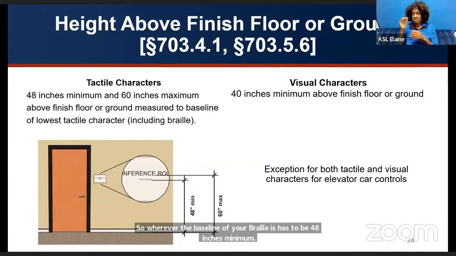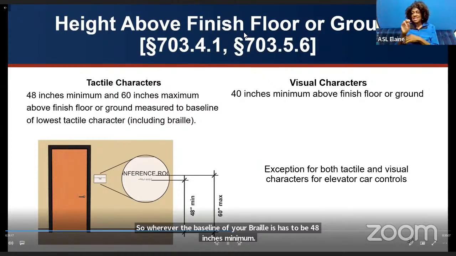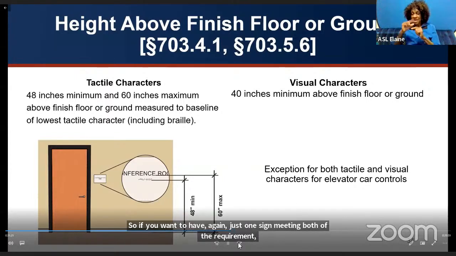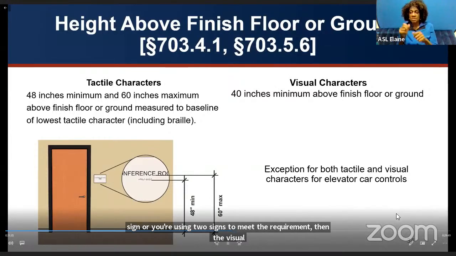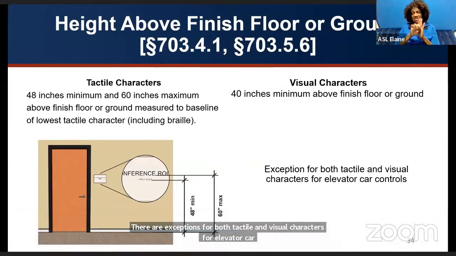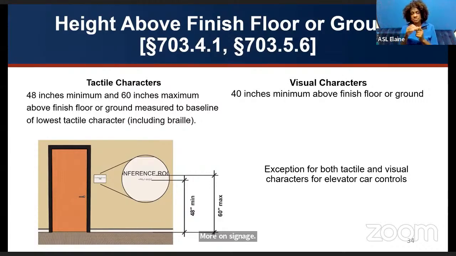For visual characters, there is a minimum requirement of 40 inches above the finished floor or ground. So if you want to have, again, just one sign meeting both of the requirements, your minimum height is going to be 48 inches. But if you have just a visual sign, or you're using 2 signs to meet the requirements, then the visual characters may be lower. There are exceptions for both tactile and visual characters for elevator car controls, but again, we're not focusing on elevators at this time, more on signage, but I just wanted to let you guys know that there is an exception. Next slide, please, 35.